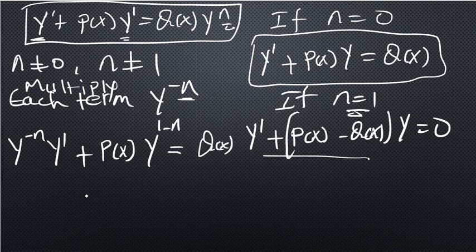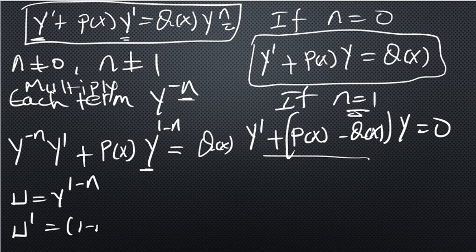On the right side, only q of x will be left. Then we can take u is equal to y to the power of 1 minus n. When you differentiate both sides, the u derivative will be 1 minus n, the whole times y to the power of, reducing the exponent by 1, so the 1 is removed and negative n is left, times y derivative. By the chain rule, we need to differentiate the y also.